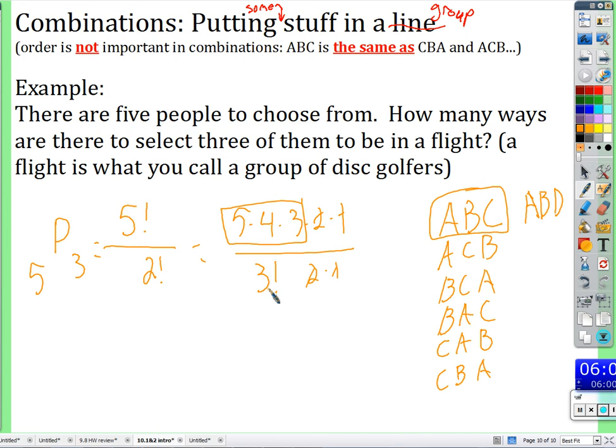And if we look at 3 factorial, it's 3 times 2 times 1. This 3 cancels that 3. This 2 can cancel with this 4 and leave a 2. So it's 5 times 2, which is 10. Just 10. Out of the 5 people, 10 is the most number of groups of 3 that we could put together.